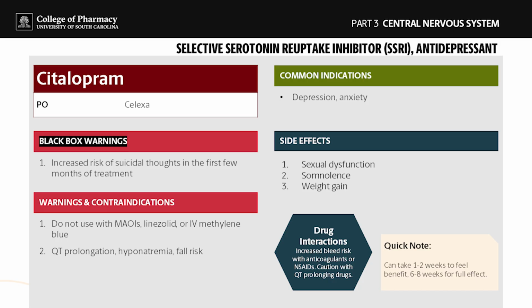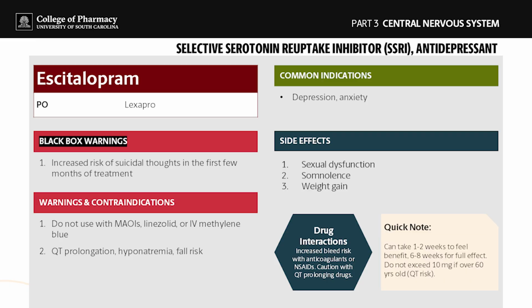Selective serotonin reuptake inhibitor, or an SSRI antidepressant. Generic name is Citalopram. The brand name is Celexa. It's indicated for depression or anxiety. Side effects: sexual dysfunction, somnolence, weight gain. It can take up to 2 weeks to get the full benefit, and then 6 to 8 weeks for the full effect. You need to tell your patients this, because what happens if you give them the medication, you tell them the side effects, and you don't let them know it could take a couple of weeks to start helping them? They'll quit taking it. So this is very important.